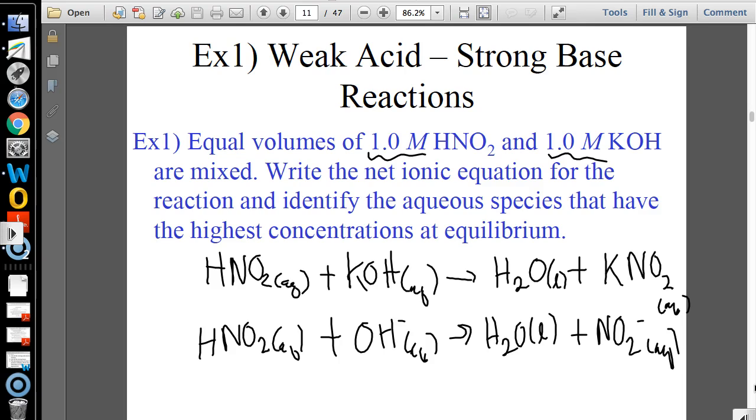So, anyway, having said that, what is most prevalent at equilibrium? Well, the aqueous species that I have at equilibrium would be the potassium, right? Even though it's not in the net ionic, it would still be 1 molar concentration. And then I would have the nitrite. The hydroxide, I'm not going to have any more hydroxide. It all went into making water. So I'm just going to have the nitrite and the potassium.